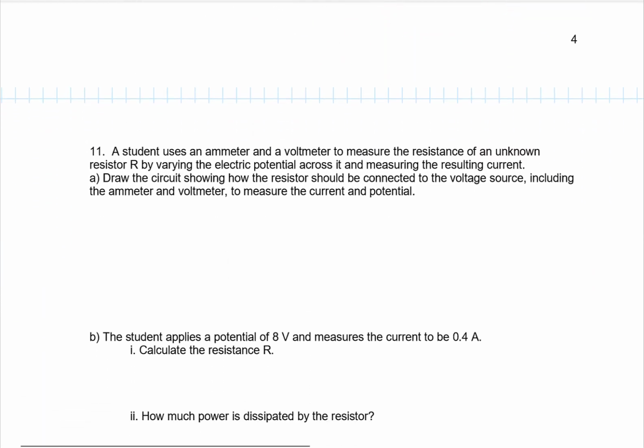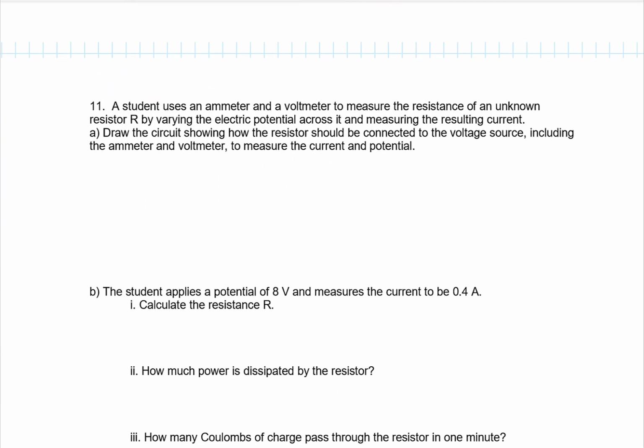All right, so a student uses an ammeter and a voltmeter to measure the resistance of an unknown resistor R by varying the electric potential across it and measuring the resulting current. Draw the circuit showing how the resistor should be connected to the voltage source, including the ammeter and voltmeter, to measure the potential and the current.